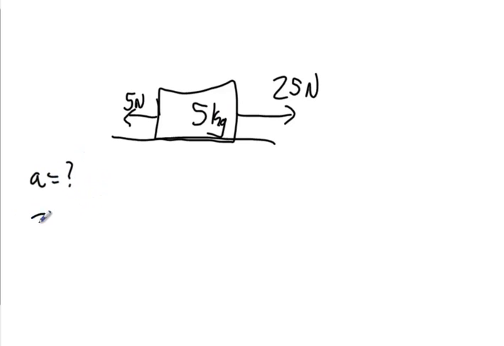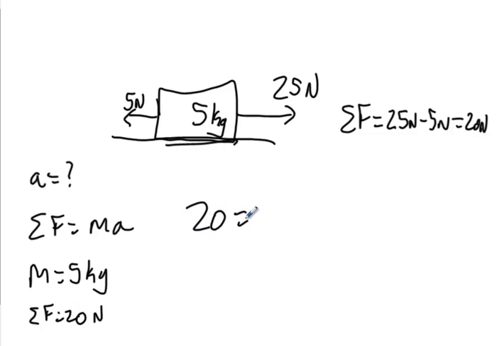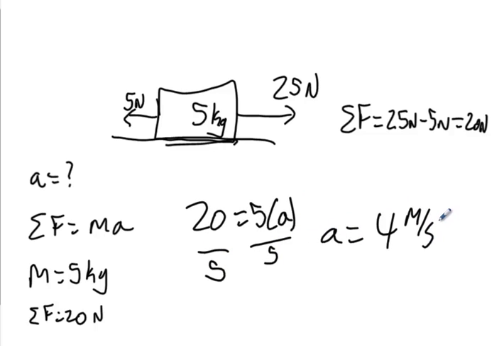Then you're going to say, well, net force equals mass times acceleration. Right here it tells me my mass equals 5 kilograms, and I need to get the net force. Well, the net force is the sum of all those forces. I have 25 newtons to the right minus 5 newtons to the left is 20 newtons to the right. So my net force is 20 newtons, and so I'm going to take 20, set it equal to mass 5 times a, divide both sides by 5, and I get an acceleration of 4 meters per second per second. So Newton's second law, not too tricky.